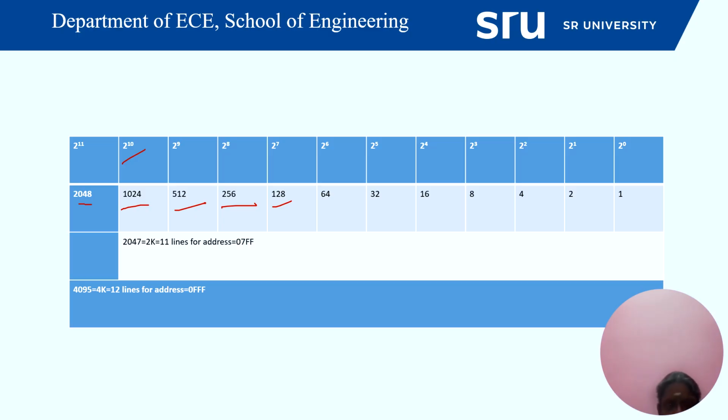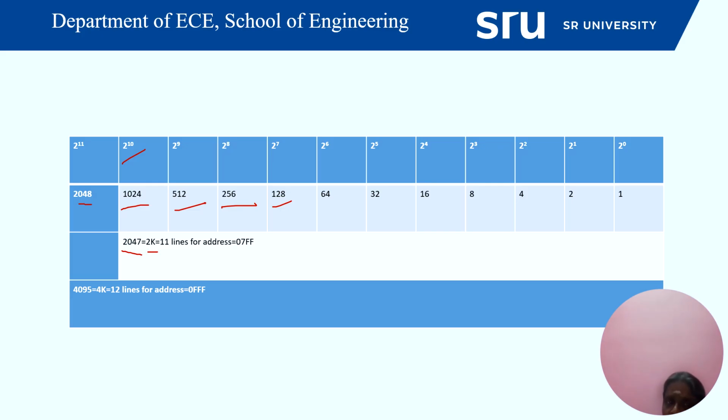Now, we need to have 2 kilobyte. So add these locations: 1 plus 2 plus 4 plus up to 1024, we will get 2047. And in microcontroller, we have to mention it as 2K. So 2K means 2047. It is not 2000. So 2047 is equal to 2 kilobyte.